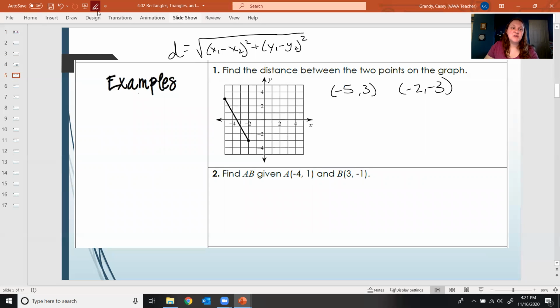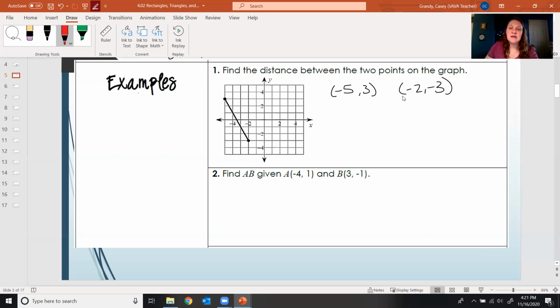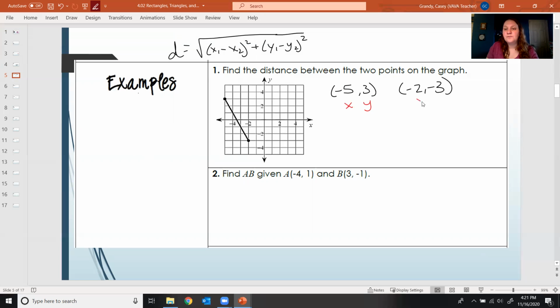And then what you're going to do is you're going to go to your point and you're going to label them. You know that every coordinate has an x and a y coordinate. The first point gets the sub 1s and the second point gets the sub 2s. And that will tell you what exactly to plug into the distance formula. So d equals the square root, and then we're just going to plug each number into the formula. x1, that's -5, minus x2, x2 is -2, plus y1 minus -3 squared.